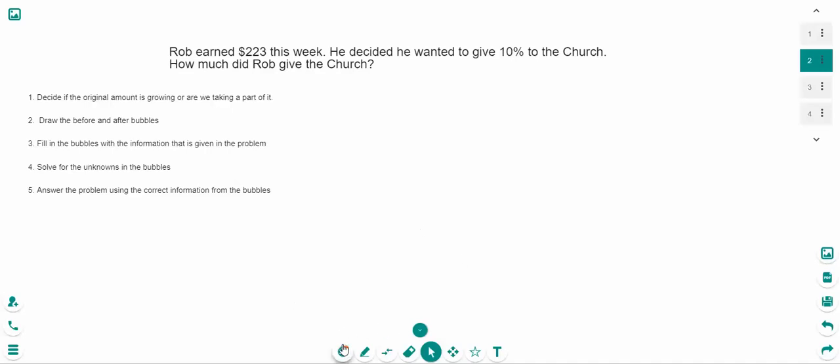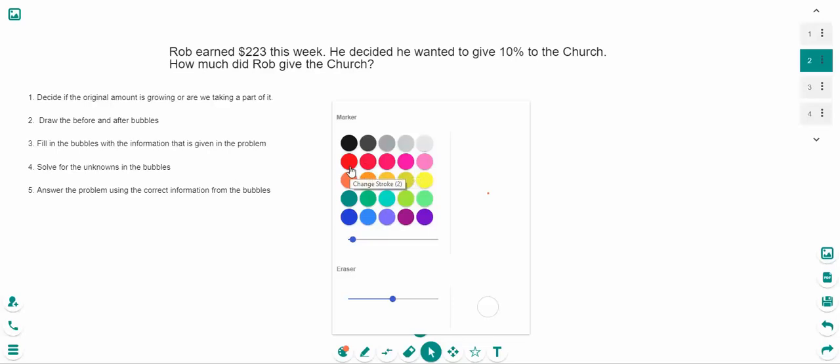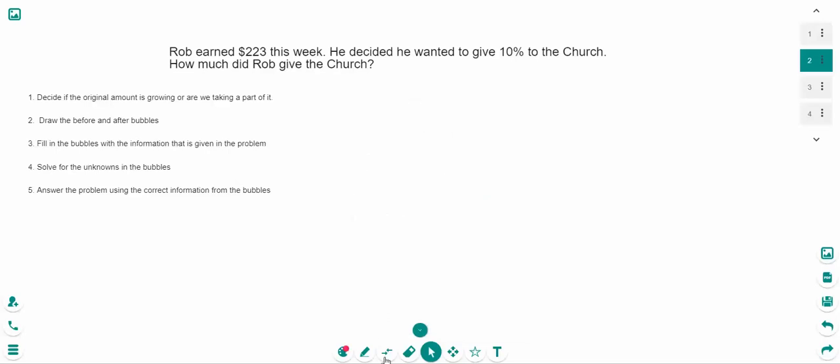All right, so let's give this one a whirl. To begin with, we will just take it one step at a time. So the first step: decide if the original amount is growing or are we taking a part of it. So he earned $223 this week, and he decided he wanted to give 10% to the church. So we have to kind of understand what's going on. He has $223, and he's giving away some of that to the church. So he began with $223. He's going to end with something less than that. So we're definitely not growing the original amount. We're taking a part of the original amount.